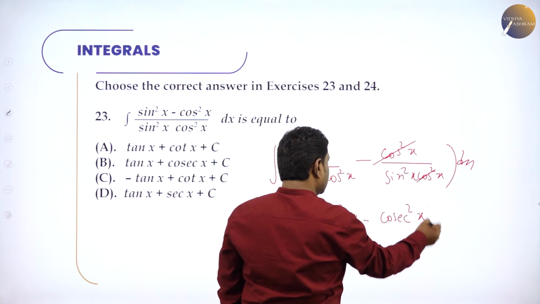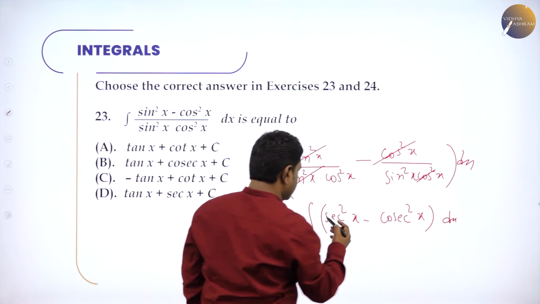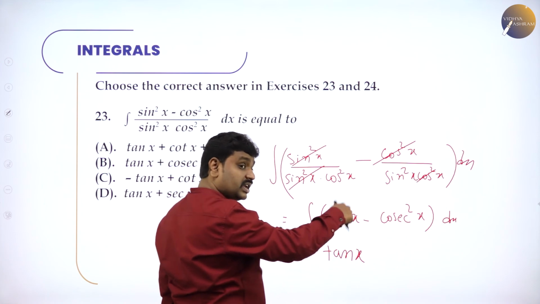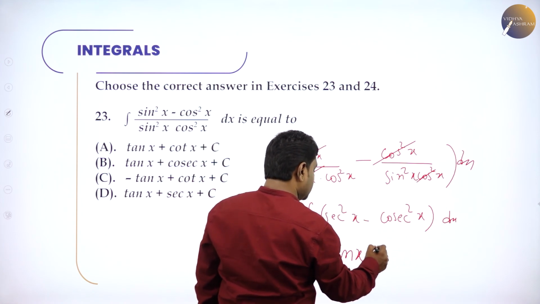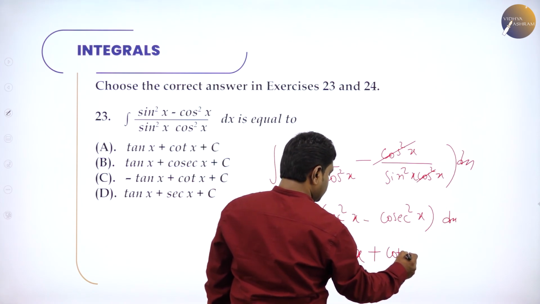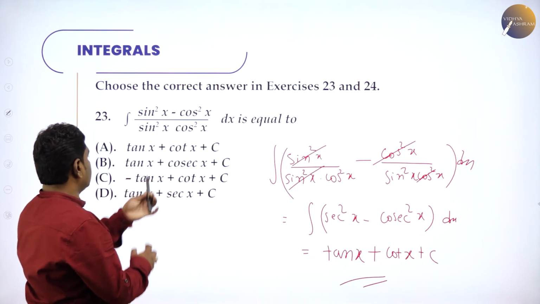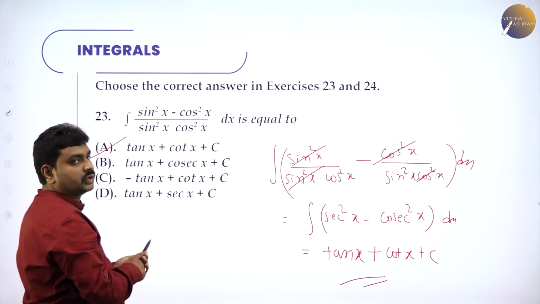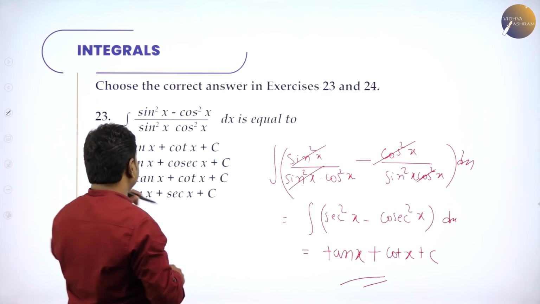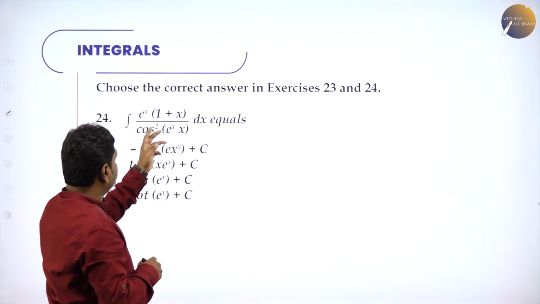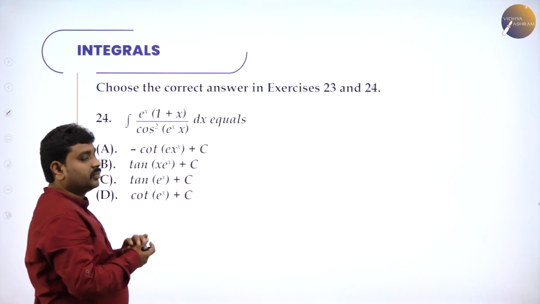Both are integrable. What is the integration of secant square x? Tan x. And the integration of cosecant square x is minus cot x; already we have a minus, so minus of minus cot x becomes plus cot x plus c. So tan x plus cot x plus c, option A. Simple. Split this and integrate.